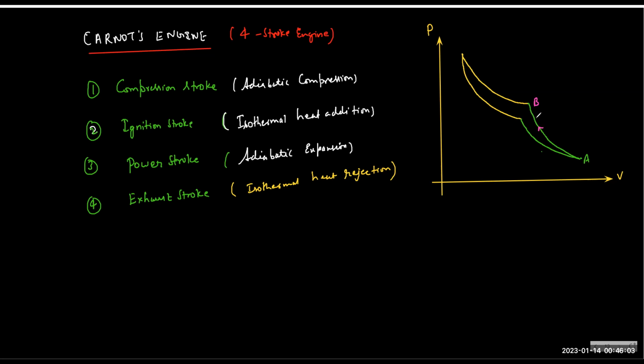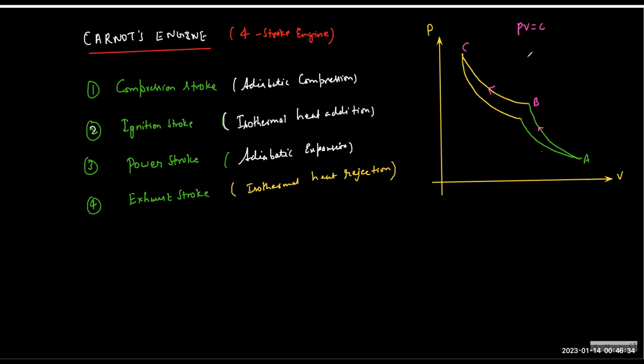isothermally. So it means if you add heat isothermally, what will happen? The temperature will be fixed, but as the pressure increases, volume must decrease because PV equals constant. So from B to C, you can see volume is decreasing and so the pressure is increasing. That's correct. Yes, sir.